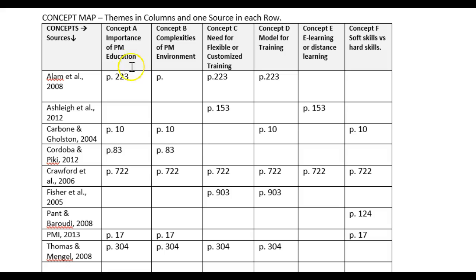So for each author, I went through and I said that Alum et al. on page 233 talked about it. Ashley did not address that particular thing. Carbone and Golston did address it on page 10. And so that's the way that we organize our thinking so that we can go ahead and write a coherent literature review.